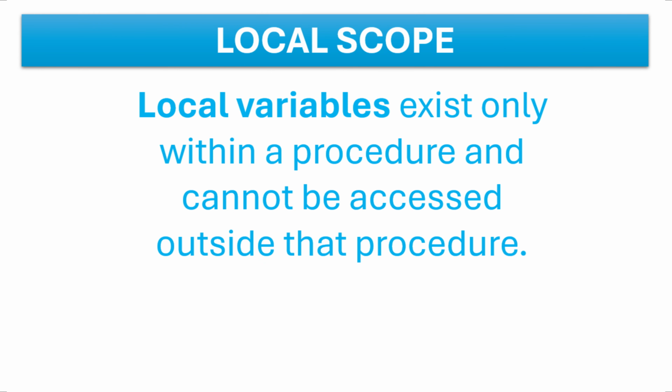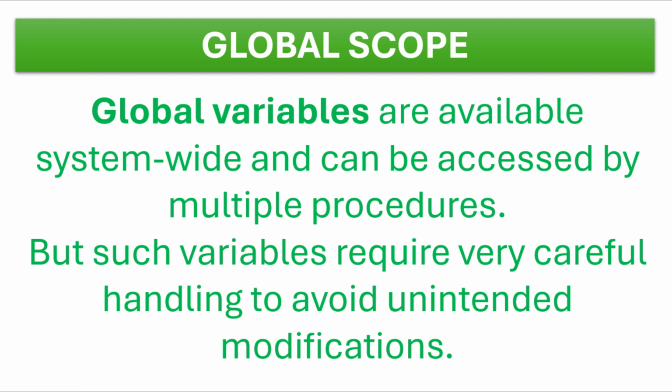This scope is associated to local variables which exist only within a procedure and cannot be accessed outside that procedure. Secondly, session scope. The scope associated to session variables persists during a user session and can be accessed by multiple procedures. Lastly, global scope. The scope associated to global variables which are available system-wide and can be accessed by multiple procedures. But such variables require very careful handling to avoid unintended modifications.